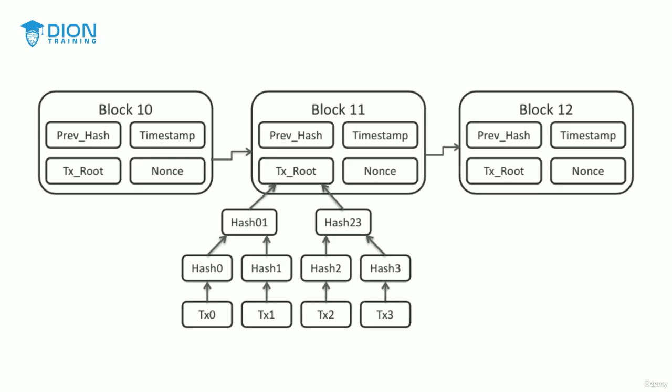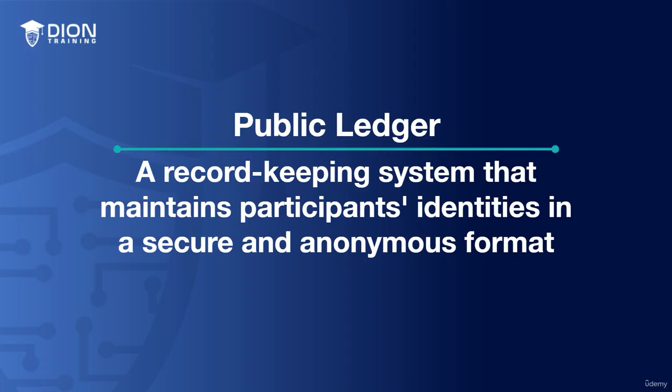Now, the other thing we have to think about is what is known as a public ledger. The public ledger is a record-keeping system that maintains participants' identities in a secure and anonymous format. This also keeps track of the respective cryptocurrency balances if we're going to be dealing with cryptocurrencies. And it has a record book for all of the genuine transactions that have been executed between different network participants.